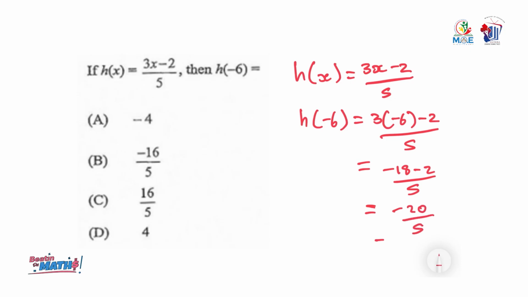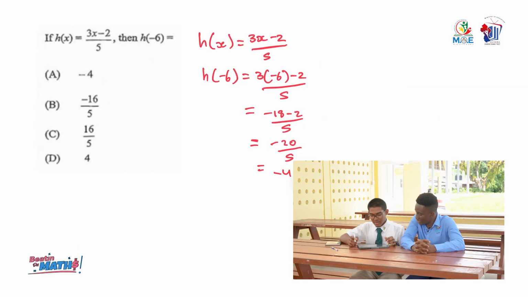Which should be equal to negative 4. Negative 4, so the answer is what? Negative 4. So circle it. The answer is negative 4.